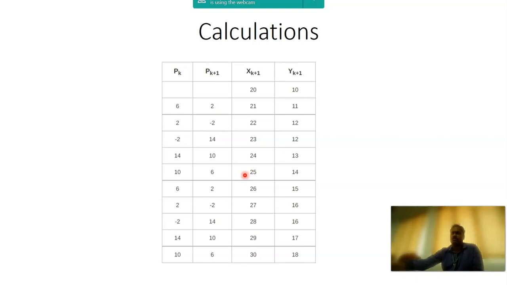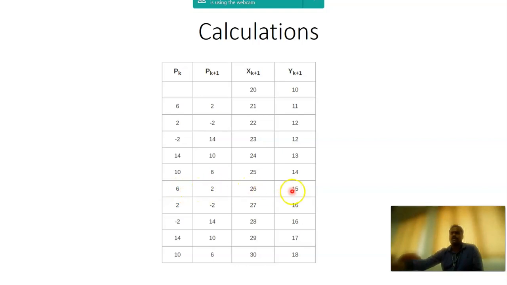So now we'll come to this fifth iteration. So 25 and 14 we are having. Now once again we'll calculate the pk plus 1 value, which is 10 minus 4, 6 we got it. In the next iteration, we are having 6 in our hands, which is a positive value.